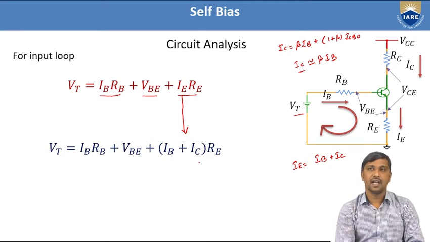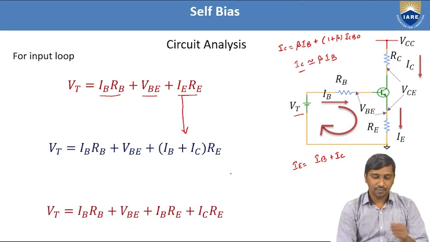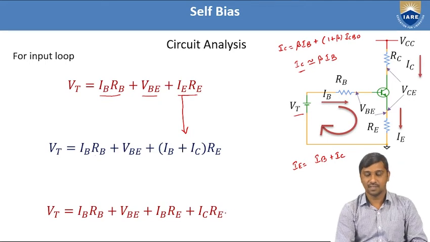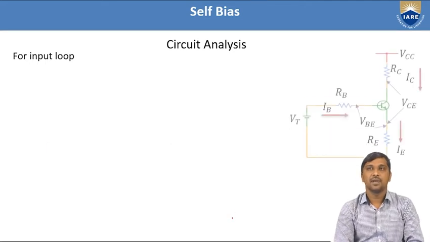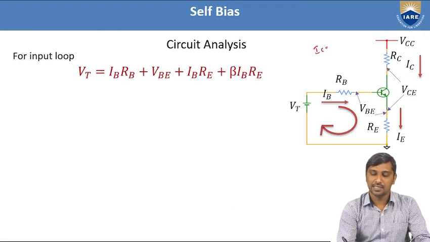Again, here IC is unknown. I'm going to convert it again in terms of IB. So for this case, first I expand these terms: IB times RB plus VBE, plus IB times RE plus IC times RE. And by using this one, we know that IC is equal to beta times IB. That is the reason IC is replaced with beta times IB.